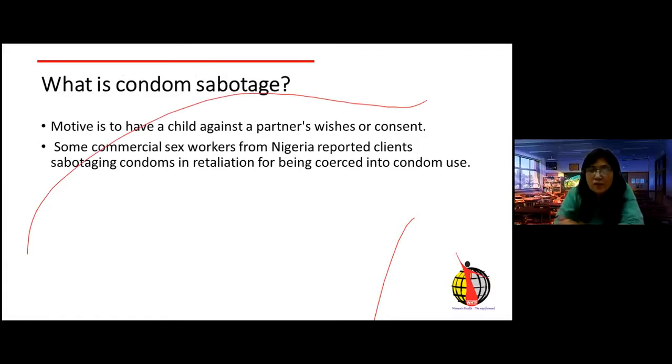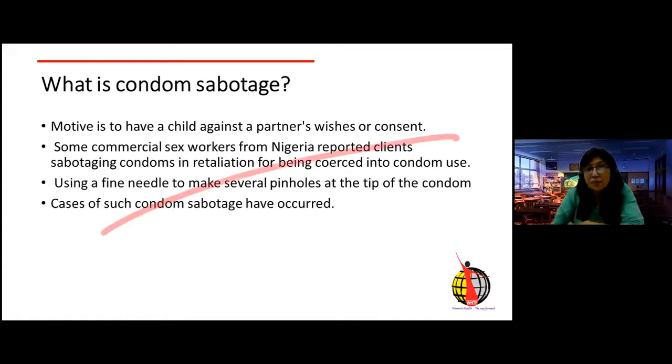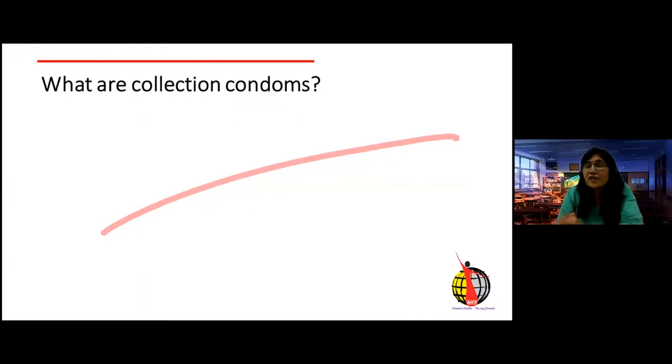So this is condom sabotage, when fine needles are used to create pinholes, and it has been seen in Nigeria and it has been reported too. Please don't write on the screen. What are the collection condoms? Anybody who knows about collection condoms?